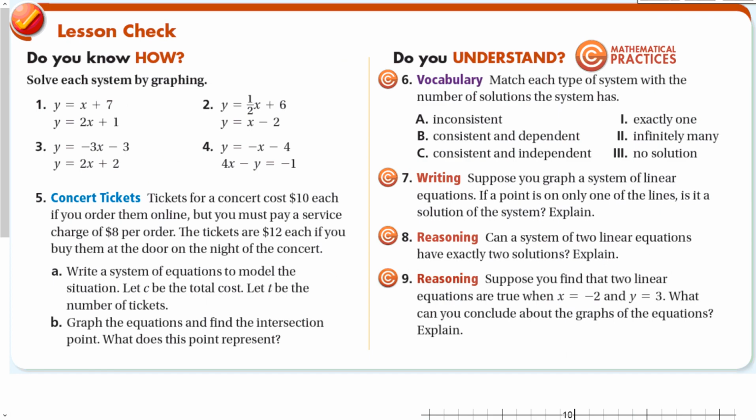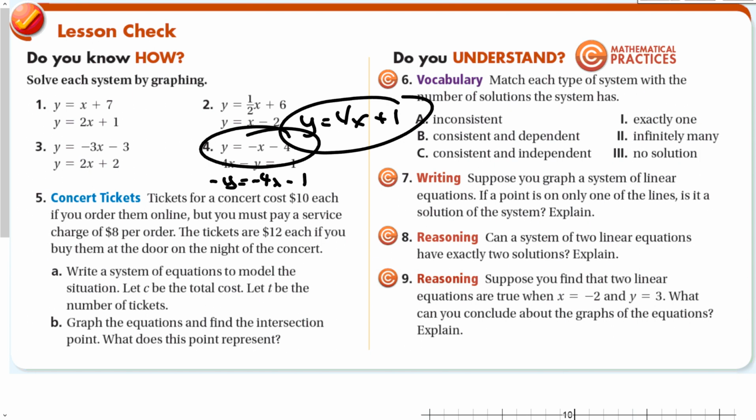Okay? So I'm not going to go through all these. This will have one answer. Of course, this will have one answer, and I can solve that by drawing them and seeing where they cross. This will have one answer as well. And before I graph this one, I should always turn it into slope-intercept form. So that would turn it to negative y is equal to negative 4x minus 1. So y is equal to 4x plus 1. Now I can graph this equation and see where they both cross.